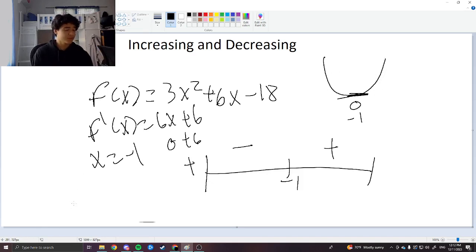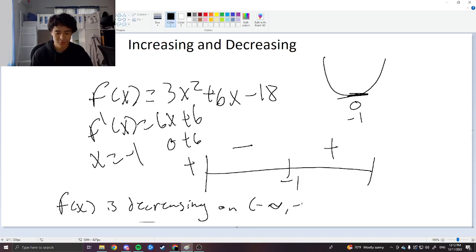So in math terms, f of x is decreasing on the interval negative infinity to negative 1, and increasing on the interval negative 1 to infinity. So this is the notation for it. You see anything less than negative 1, right?